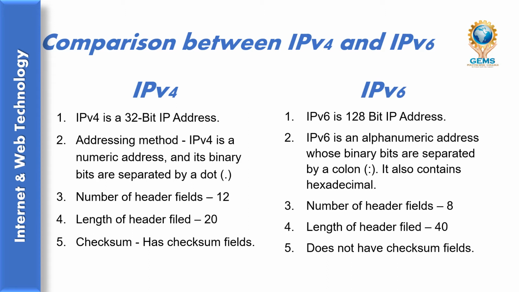The number of header fields is 12 in IPv4, and the number of header fields is 8 in IPv6. The length of the header is 20 bytes in IPv4, and the length of the header is 40 bytes in IPv6. IPv4 has a checksum field, but IPv6 does not have a checksum field.